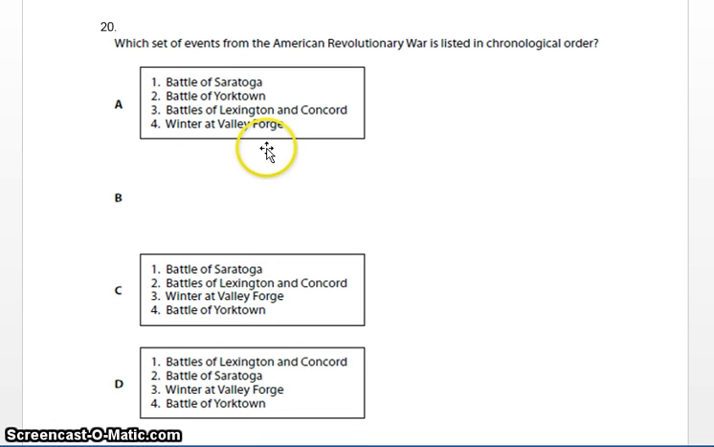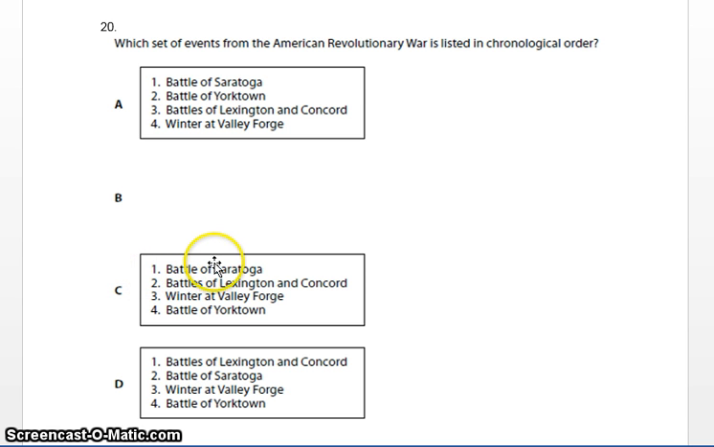And the last question, number 20. Which set of events from the American Revolutionary War is listed in chronological order? That means time order. First, second, third, fourth. What's the right order? Is it A, Saratoga, then Yorktown, then Lexington Concord, and then Valley Forge? C, the Battle of Saratoga?